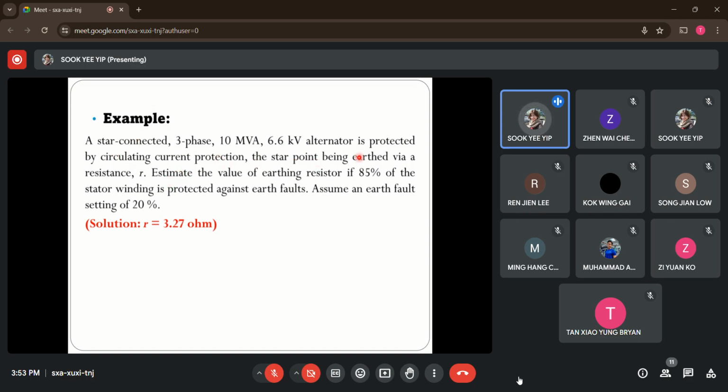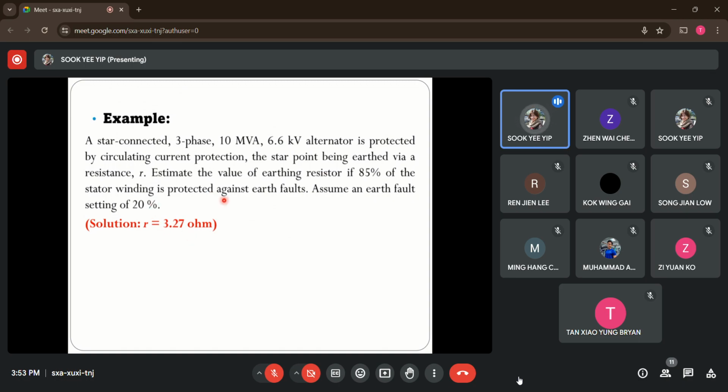Now the neutral point has been grounded via an earth resistance with the value of R. So this time we have to find what is the value of this earth resistance if 85% of the stator winding is being protected against earth fault situation. Assume that the earth fault pickup setting is 20% of the rated current flow. Okay, so the answer is here.